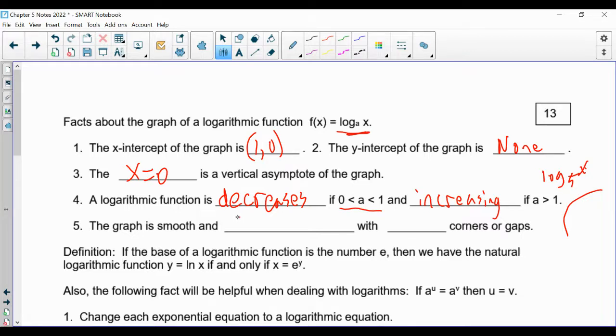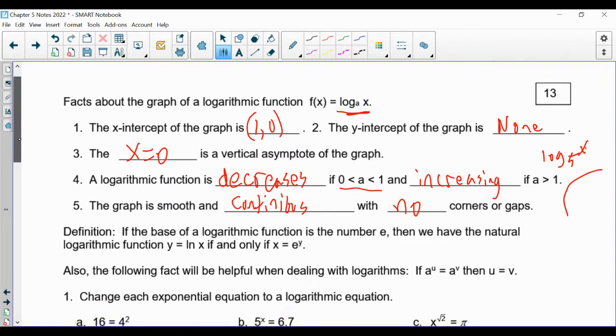All right, the graph is smooth and continuous. I always spell that wrong. With no gaps or corners. That's actually a very important calculus concept, but we're not going to worry about that too much here.